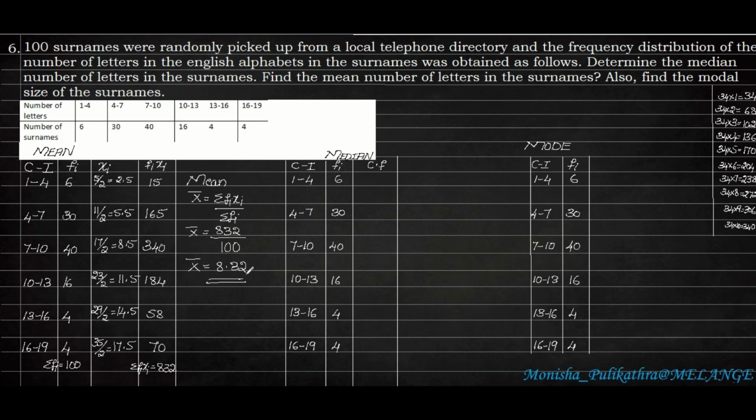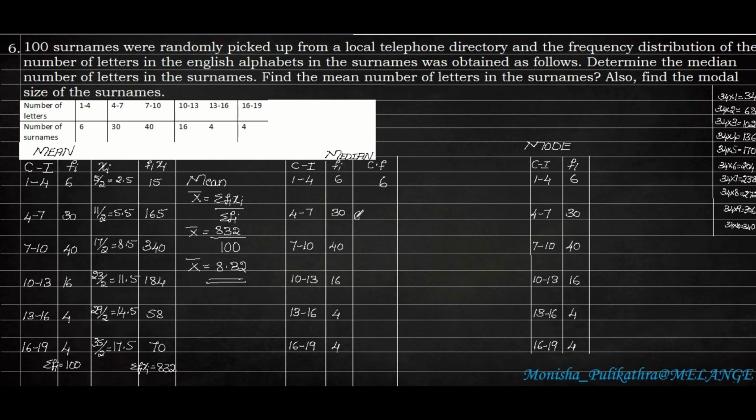Okay, so this is the value for mean, that is 8.32. So next let us calculate median. In median, 2 columns are already written. We have to find out the cumulative frequency. For cumulative frequency, first we have to write down the same number in the frequency, that is 6, and then we have to add all the consecutive numbers.